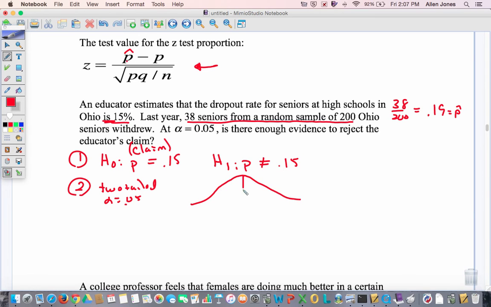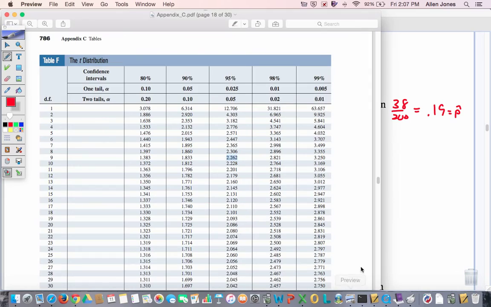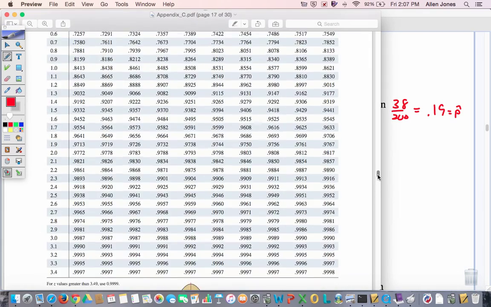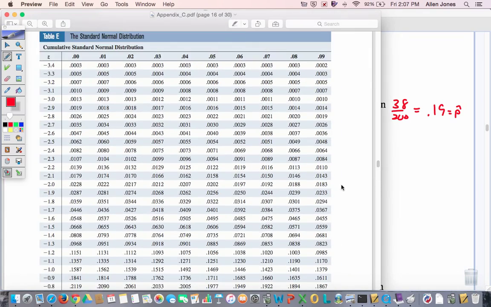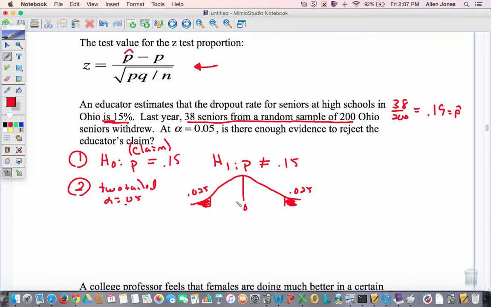So as I draw my curve, or a semblance of a curve, I have two tails, one on each side. If alpha is 0.05, then we have 0.025 in each side, and we'll use that to come up with our critical value. So I go back to table E. I'm going to find the decimal value closest to 0.0250. We have one right on top of it. That number is 1.96. So my critical value is negative 1.96 and positive 1.96.